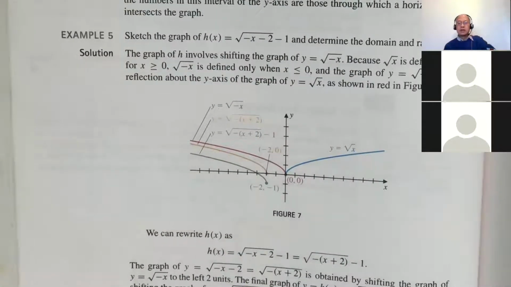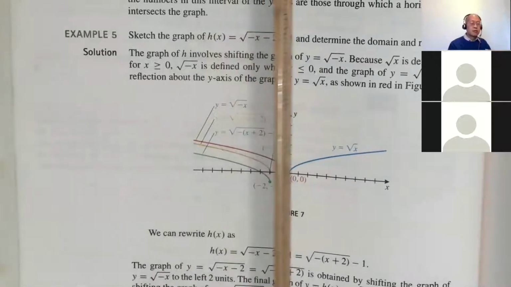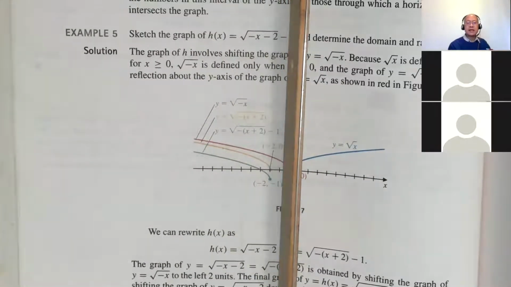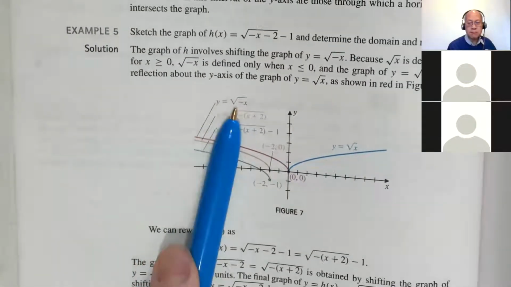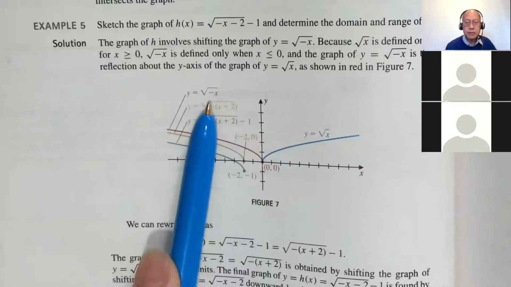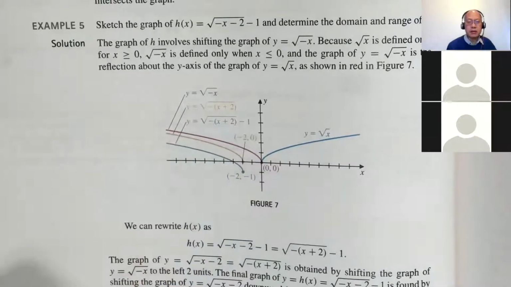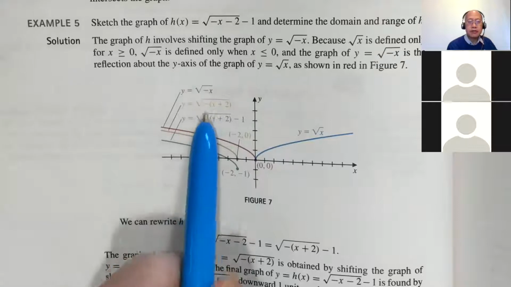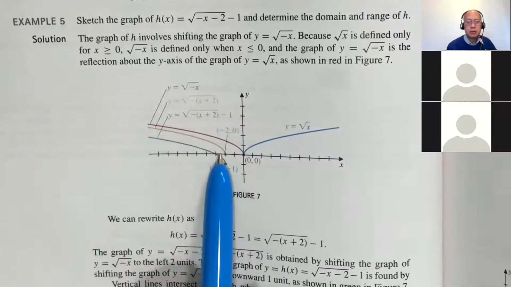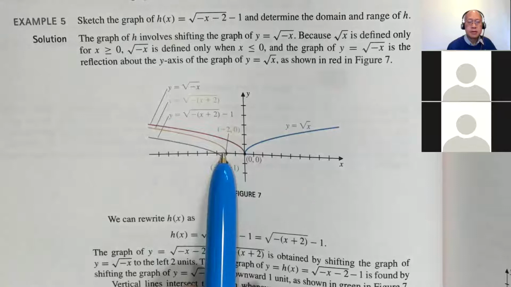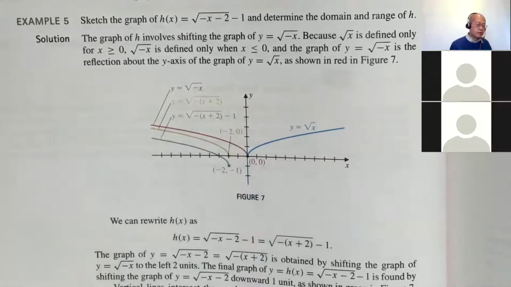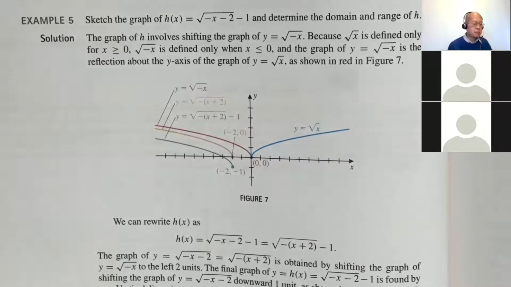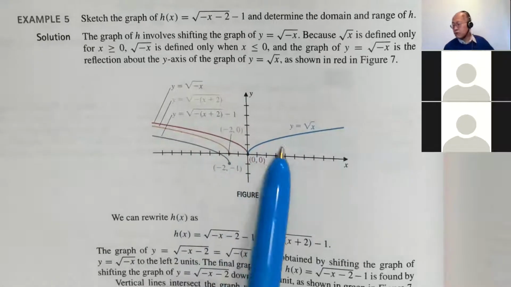Square root of x. Reflect across the x-axis, negative square root of x. And you have other varieties here. Negative square root of x plus 2, move 2 to the left. Subtract 1, move down 1, and so on. All right, so you have all these variations on that theme that we've seen before. So this is a basic square root function.